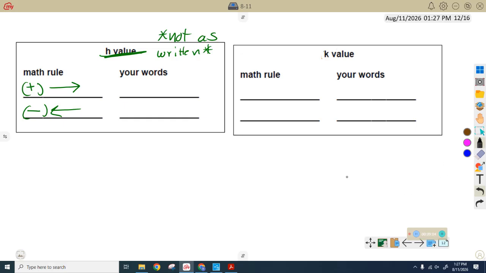All right, our K value. Wait. So, if this goes right and left, why do you think we're using an H? Horizontal. Very good. All right. K. When it's positive, it goes up. Guess what? Yeah.